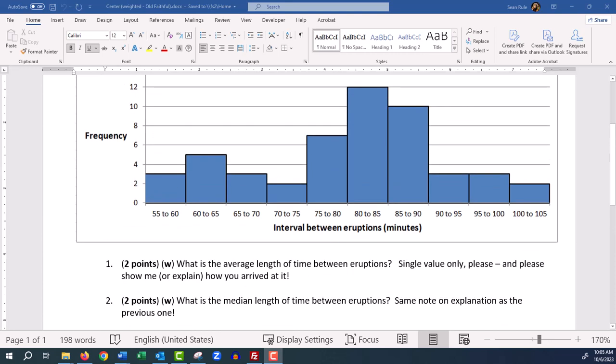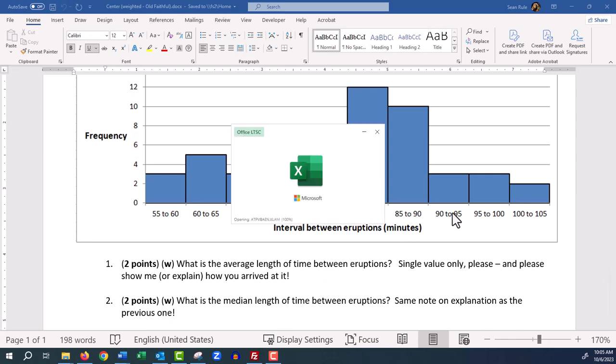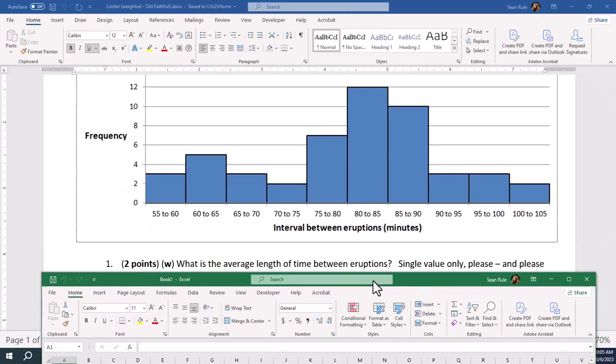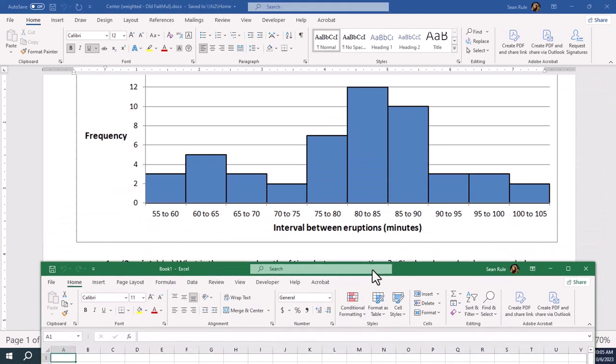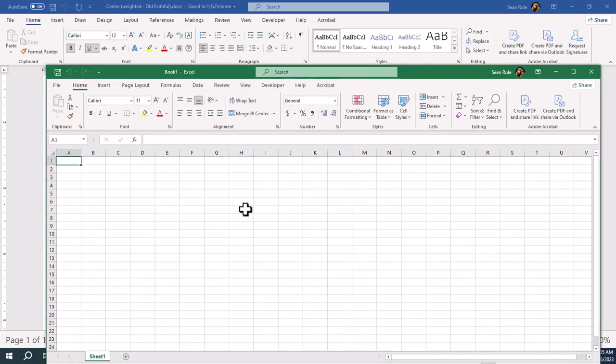Average and median. Okay, so what I'm going to do is open up Excel, and we're going to translate this data into Excel. Notice that the times are in groups of 5 minutes, and like we discussed in class, that means we're going to take the middle of each of those. So 55 to 60 will be 57 and a half. Yep, 60 to 65 will be 62 and a half. Okay, so over here we'll put times.